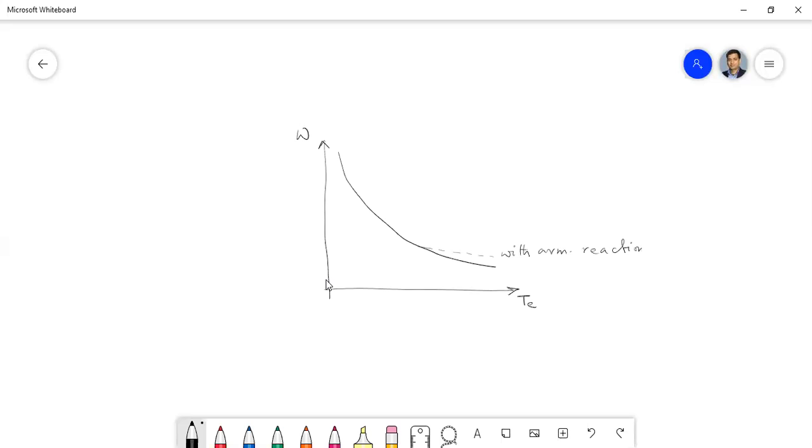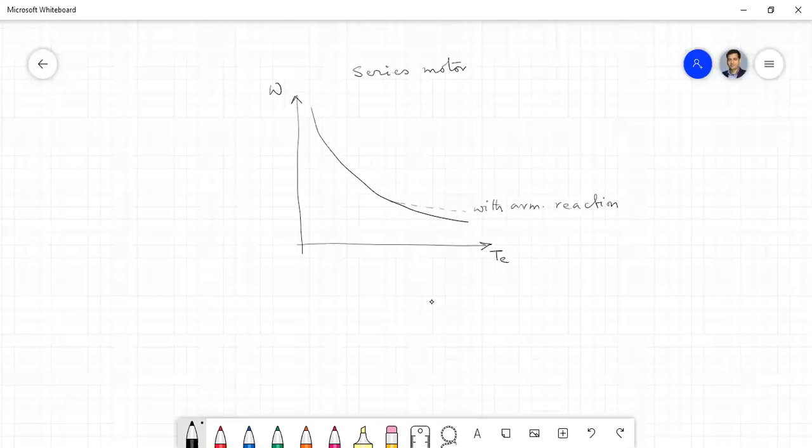So this curve I have drawn for the DC series motor speed-torque characteristics. Without armature reaction, this is the ideal line, and for very high torque, the speed-torque characteristics will deviate from the ideal one due to the armature reaction, and the slope will reduce. So this is the difference between speed-torque characteristics for a DC series motor without and with armature reaction.